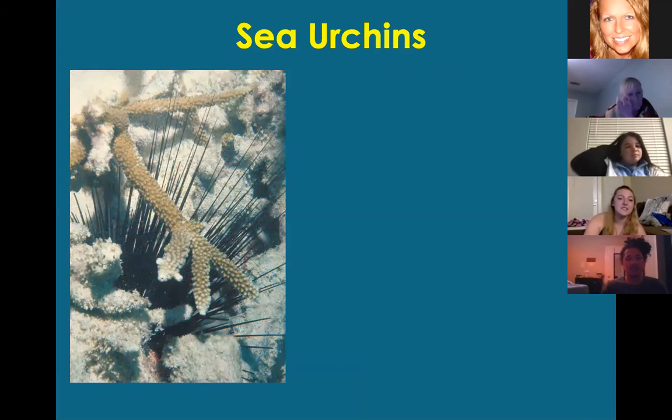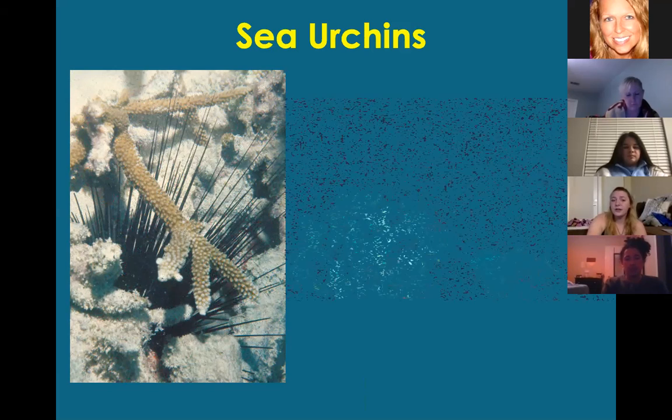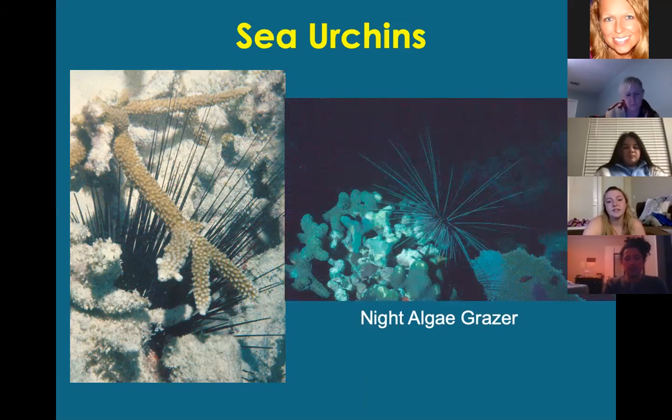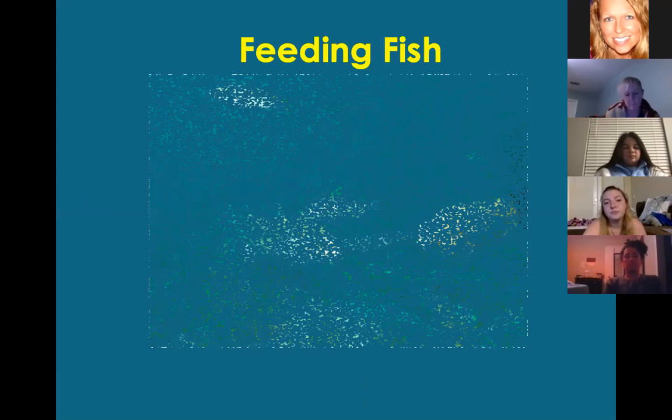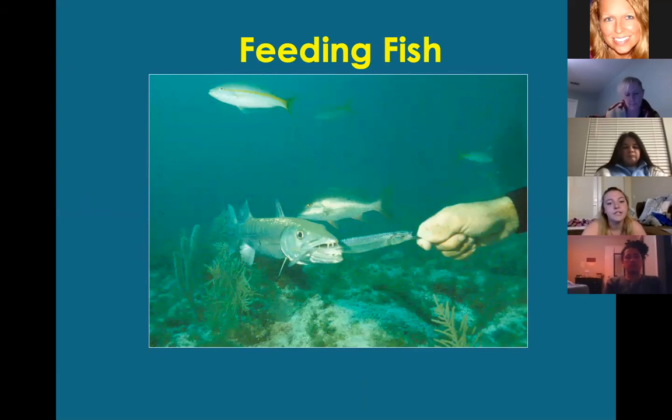So this is a picture of sea urchins. We do see these in the Gulf as well. So you guys will probably see these and you have to be really careful around them, because if you touch one at all, they're so brittle that it'll break off inside of you. And this is a night algae grazer. So they eat at night, and they eat algae off of the corals and the rocks down there. So feeding fish, I believe that's a barracuda eating a fish out of a guy's hand. That's very dangerous. Don't do that unless you want to lose a finger or something.